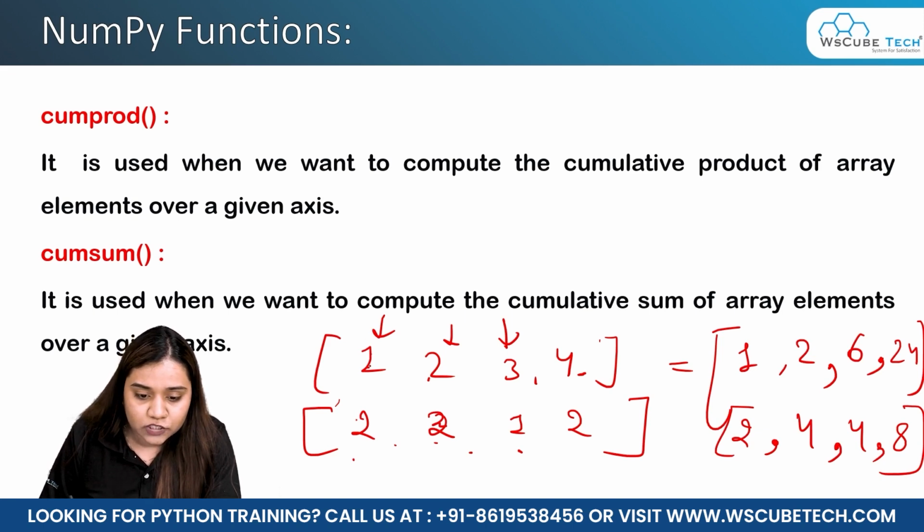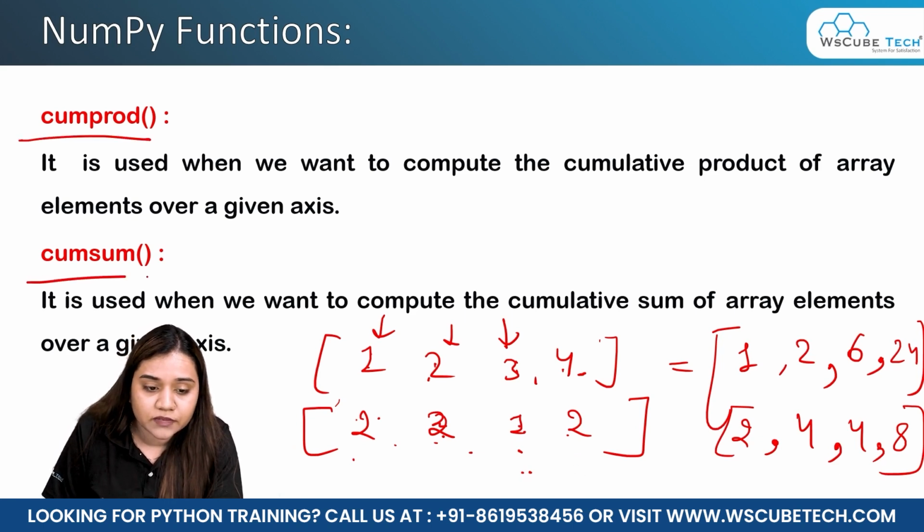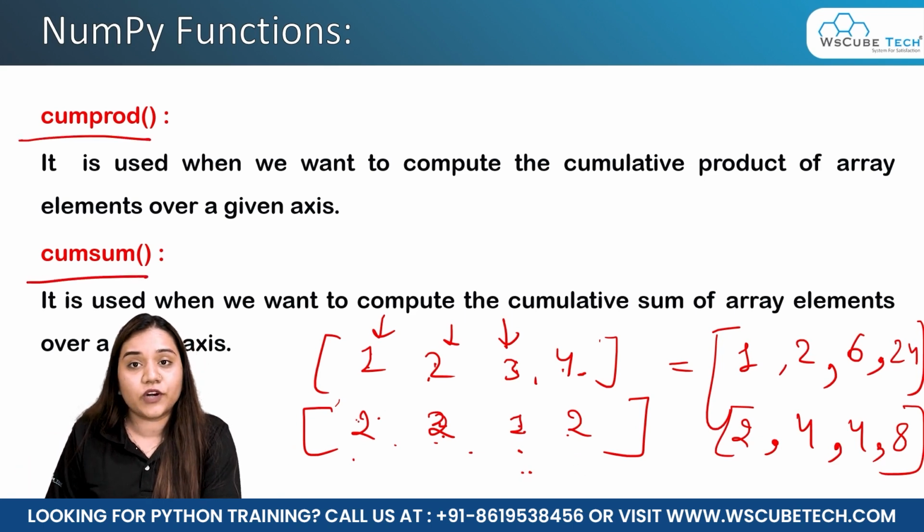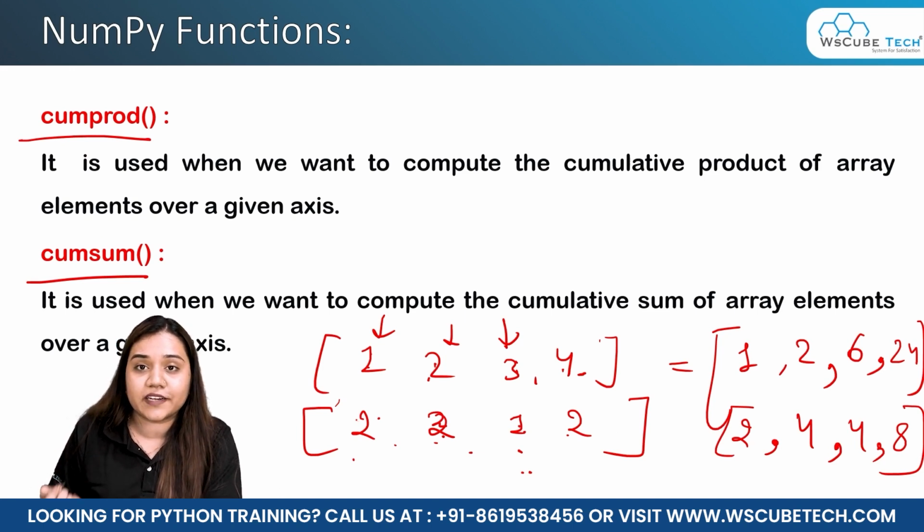go vertically, in that case the first row will remain the same, the second row will be the multiplication of it. So 1 multiplied by 2, 2 multiplied by 2 is 4, 3 multiplied by 1 is 3 over here, and 4 multiplied by 2 will give us 8 over here. Okay, this is about cumprod. If I talk about cumsum, in that case the same thing would happen, but instead of product it will find a sum over here.